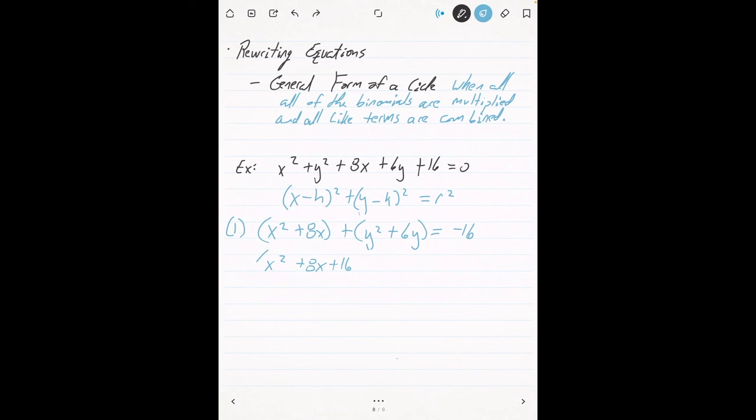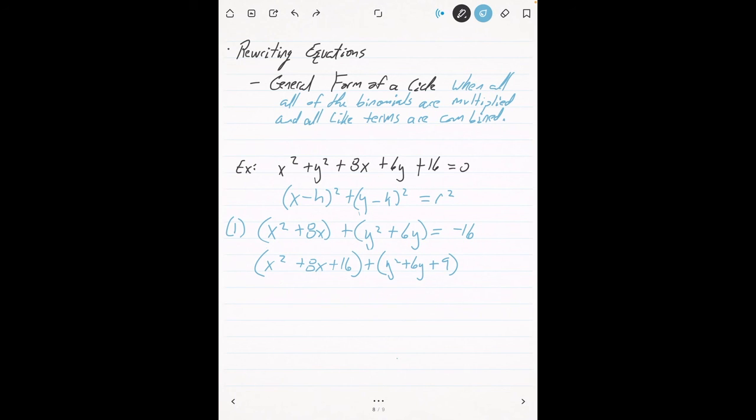We're adding a 16. Again, it comes from half this number, half whatever's attached to the x, squared. So that's why we get 16. And then what do we do for the y's here? Well, same thing. We have y squared plus 6y, and we're going to add to this whatever 6 divided by 2 is, squared. So 6 divided by 2 is 3, and 3 squared is 9. So we're going to add 9 to this setup.